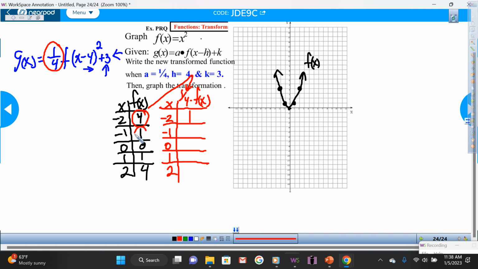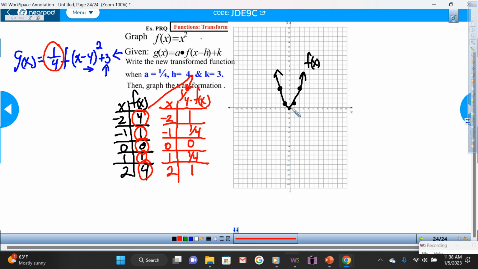Next one. At -1, what is f of x? f of x is 1. So what is 1 times 1/4? 1/4. Next, 0. 0 times 1/4 is 0. Next, 1 times 1/4 is 1/4. And the last one, 4 times 1/4 is 1.